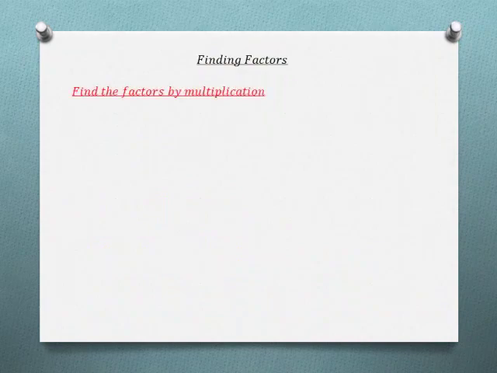Finding factors. We have two methods to find the factors. One is multiplication, another one is division. First we see the multiplication method. We have to find the factors of 14. We have to write the tables in which we will get 14, and write only those steps. 1 fourteen is 14, 2 sevens are 14. In the 3 table we won't get 14. Then the 4 table, 5 table, 6 table. You have to check all the tables.